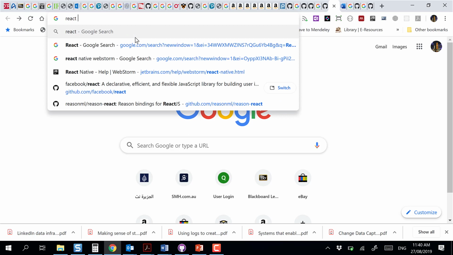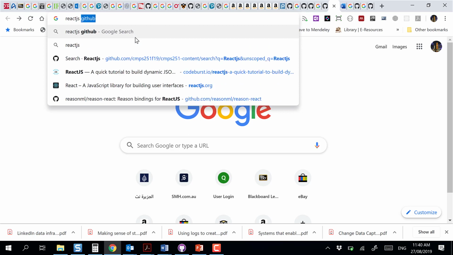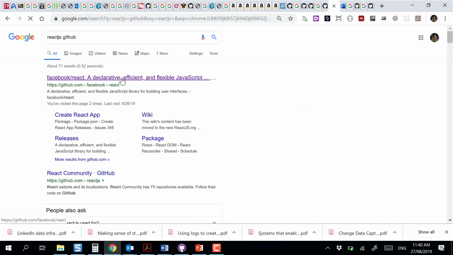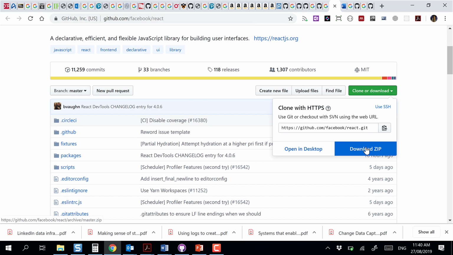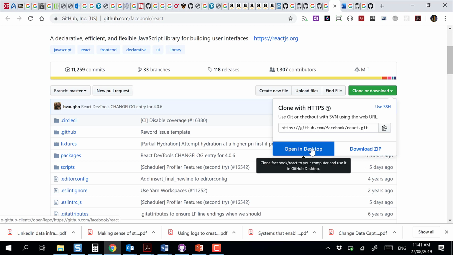Alright, just a second. React.js GitHub. Let me go back to that project. So if I want, I can download, of course, this. If I download, I will get that copy and that's it. Whenever they change, I have to come back and download again. It's not a good idea. The best idea, if I want to follow this project and every time they change, I get the latest version, is that instead of doing download, I will say open in desktop.